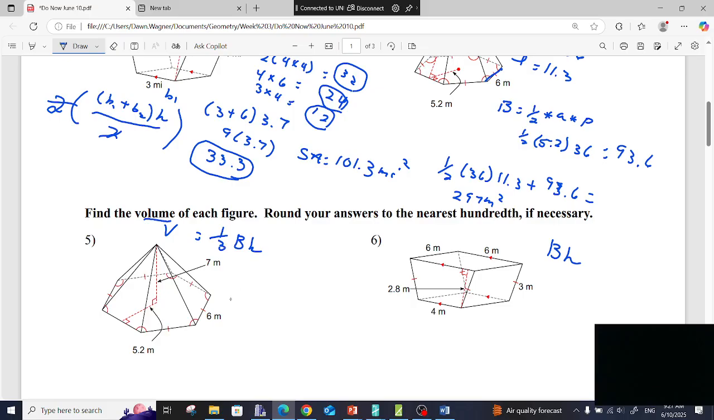So again, boy, they like this hexagon. Good thing we already did it. The area of this hexagon is the same one as we just did. The area, the capital B of this hexagon, is going to be 93.6 again, because if you look, it's the same hexagon. And then the height is 7. So it's going to be 93.6 times 7. Instead of multiplying by 1/3, I tend just to divide by 3 on my calculator because it's just faster.